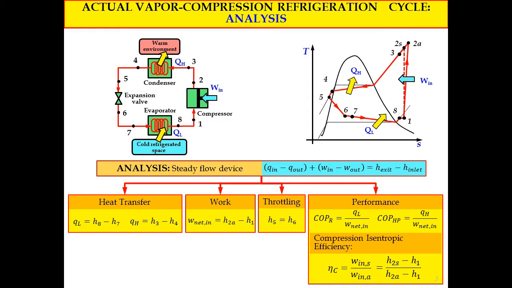Okay, so in order to determine all the parameters QL, QH, W in, COPR, and also mu C, you need to have the value of enthalpy for each state.